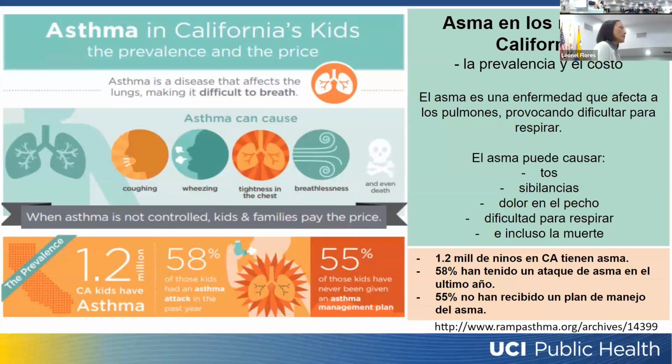So why do we have concern about asthma? Because asthma has serious impact, especially in children. It can cause coughing and tightness in the chest, and under very severe conditions can lead to death. Asthma is also very common in our population. In California, there are over 1.2 million children with asthma, and a lot of times the children's asthma symptoms are not very controlled. So, next slide.